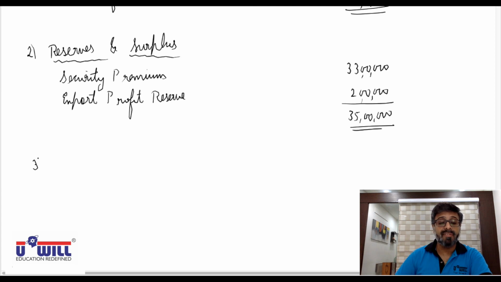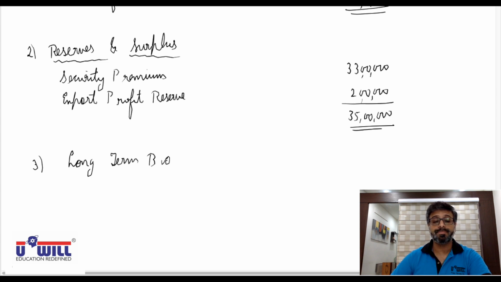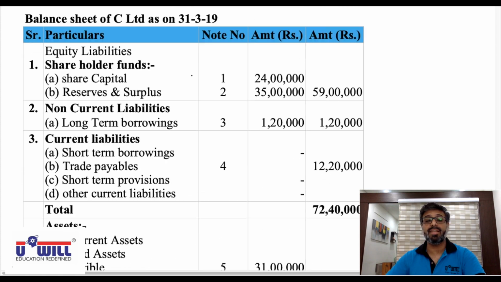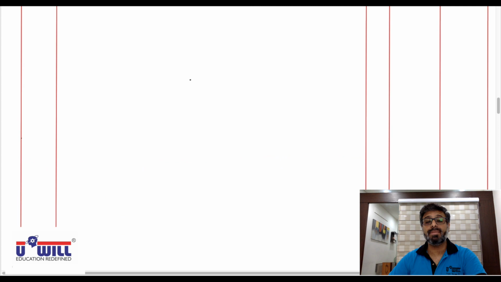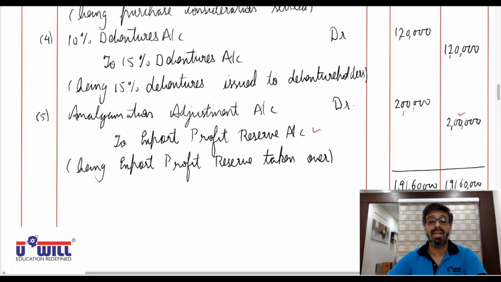Now third, after reserves and surplus we have long-term borrowings. Third note is long-term borrowings. Now in this long-term borrowings we have in the new company this 15% debentures. In the long-term borrowings what we have is this 15% debentures of rupees 1,20,000.